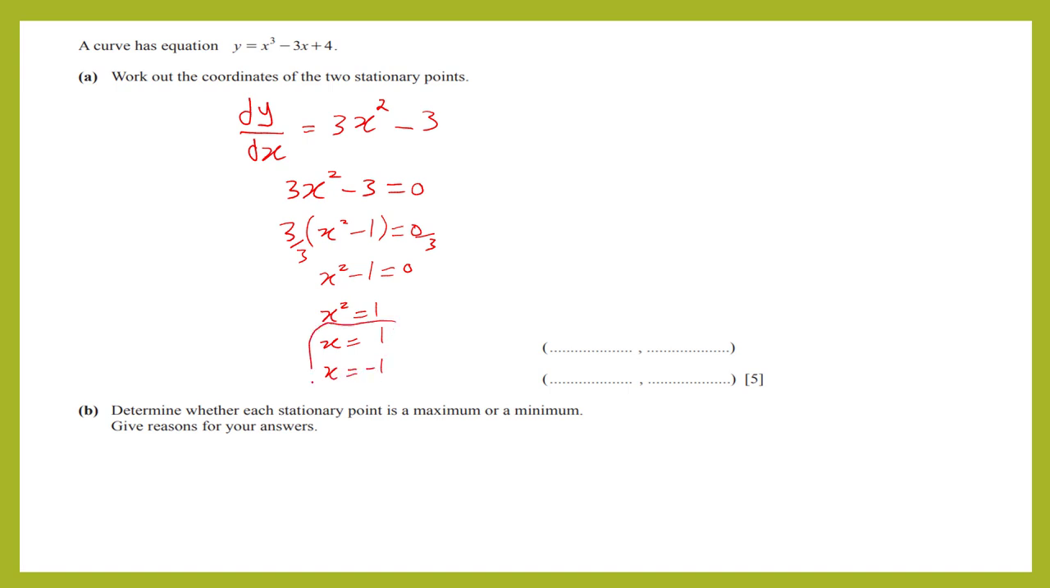So these are the two values of x. Let's get the values of y. So x is 1 or negative 1. If you replace it in here, 1 cubed minus 3 multiplied by 1 plus 4. So it will be 1 minus 3 plus 4. It will be 2 because 1 plus 4 is 5, minus 3 is 2. So when x is 1, y is 2.